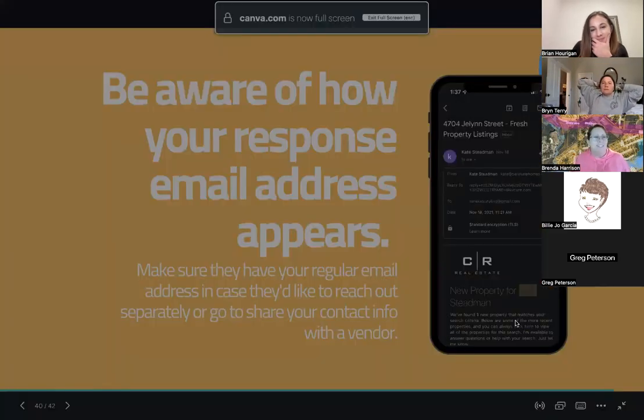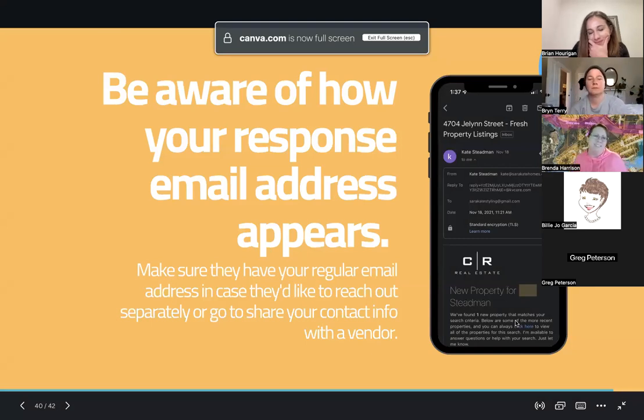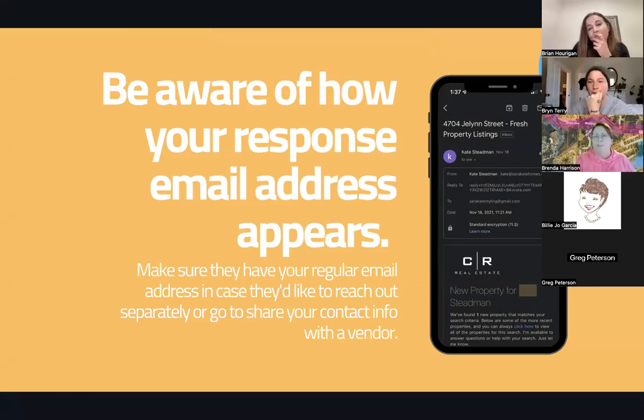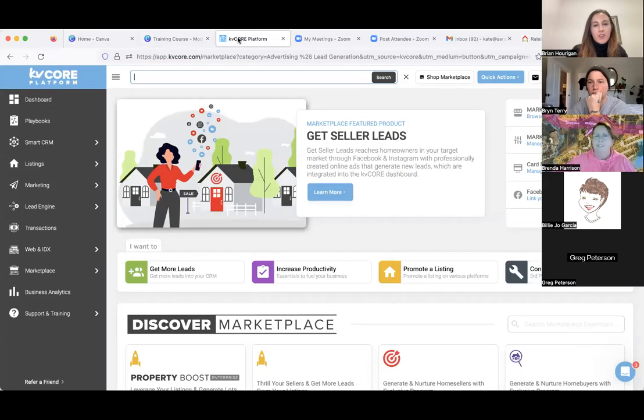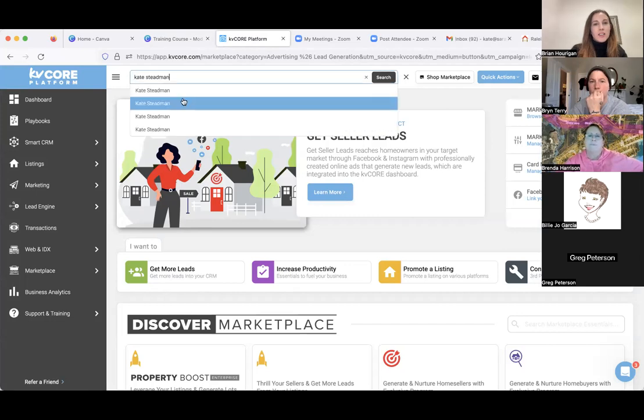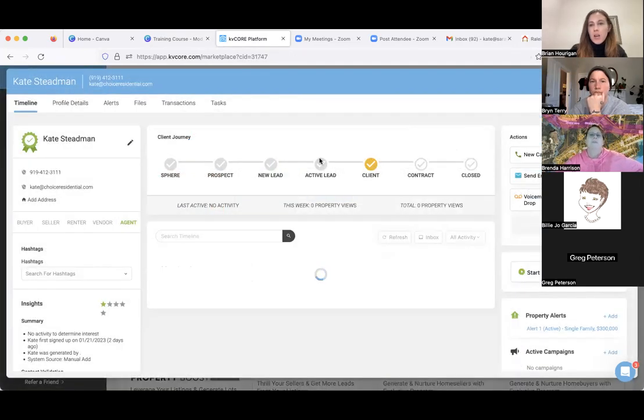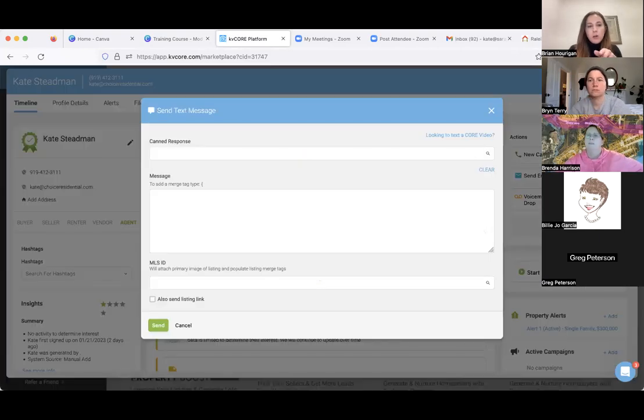Is there a way to send alerts via text instead of the email through KvCore? There is. Let me see. So now whether it's every single listing, like if that's the main way they get them, I don't know about that. But I will say when you go to text though, you can add an MLS ID and include the link to the listing.